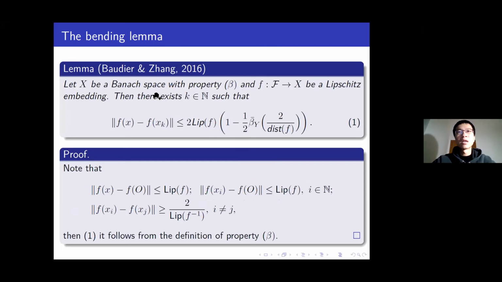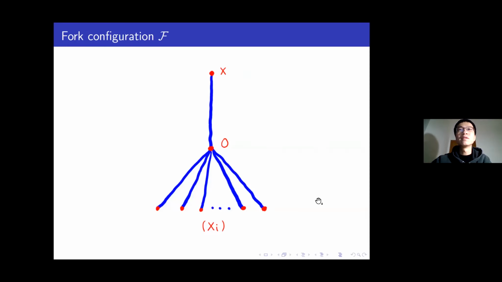So the bending lemma is like this: if X is a Banach space with property beta, and f is a Lipschitz embedding from the fork into the space X. By the fork, I mean again this picture. This is a fork, but now this point x and x_i are not in the Banach space. This is a graph now. So x is a vertex, o is the branching point, and x_i are tips.